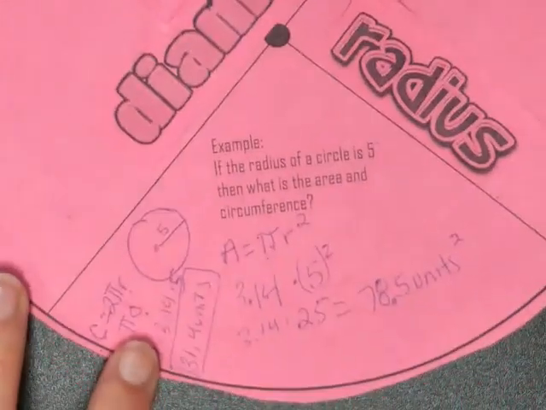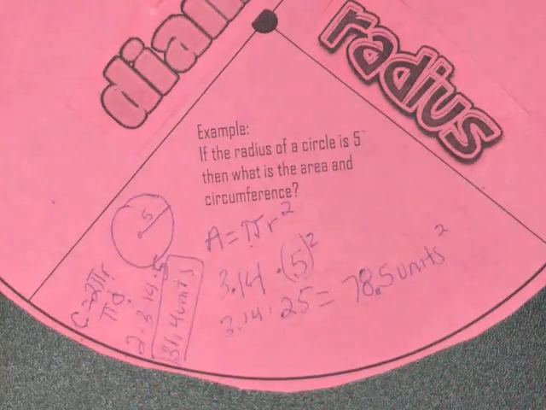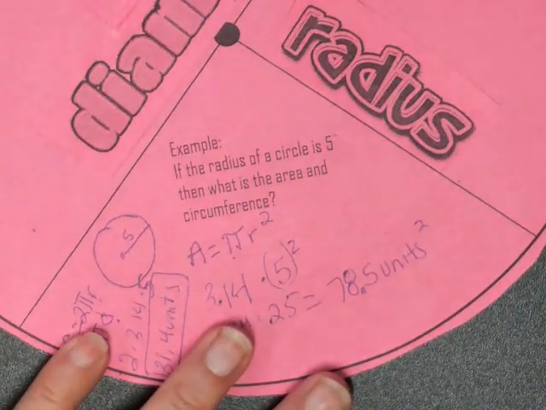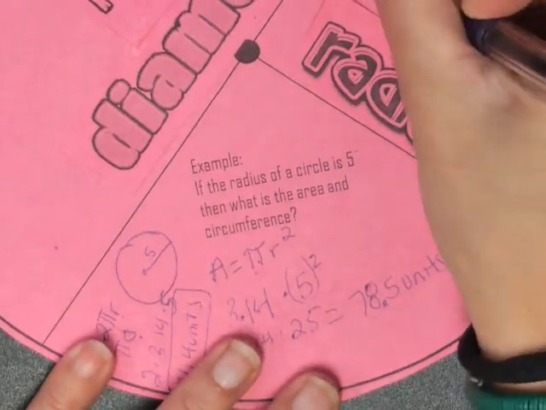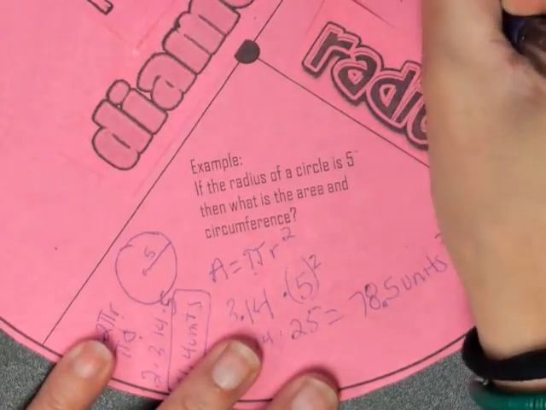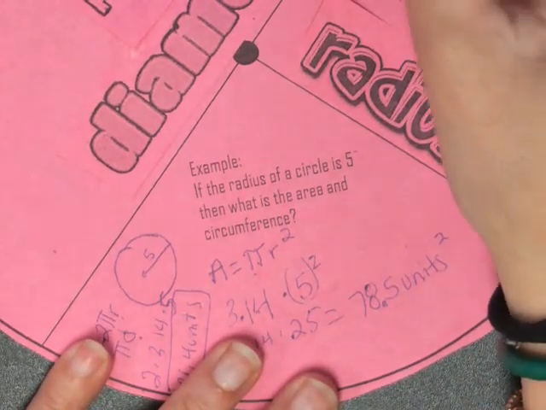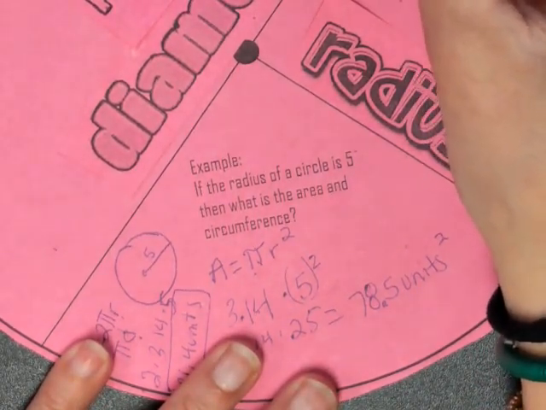And we don't use squared for circumference, just units. Again, all you're doing is taking these numbers and plugging it in. So the next one says the diameter of a circle is 8. What is the area? Well, again, we know area equals pi times the radius squared. Well, they're giving us the diameter. They're saying the diameter is 8.